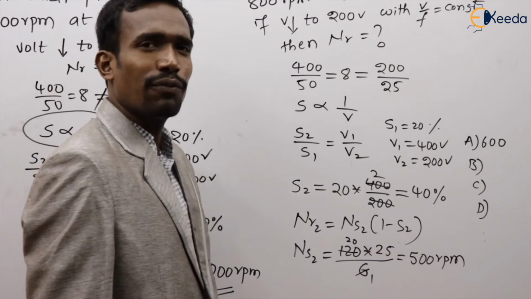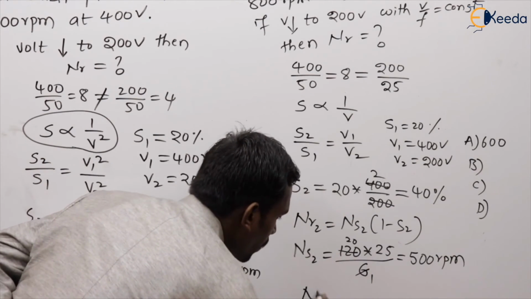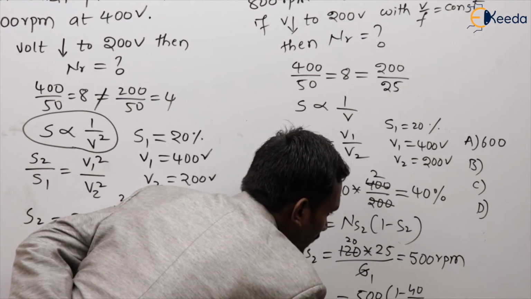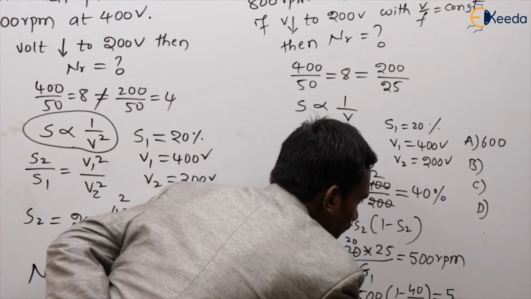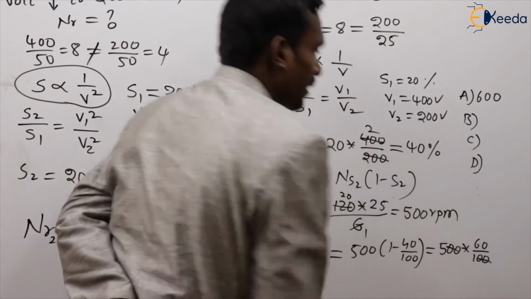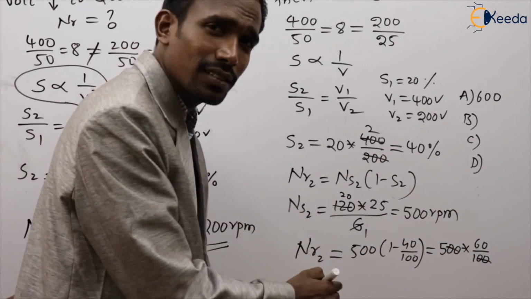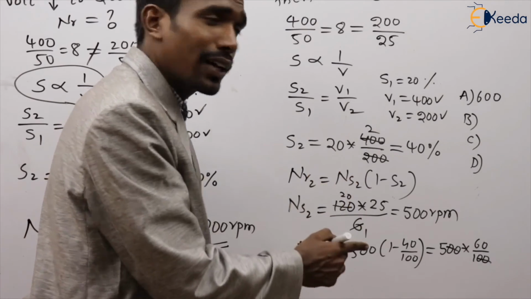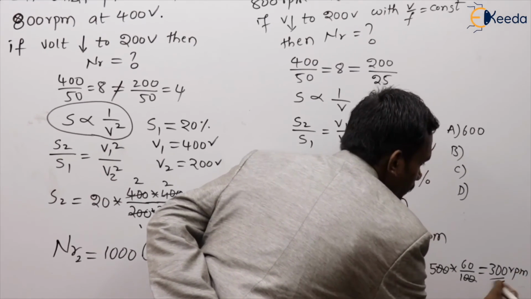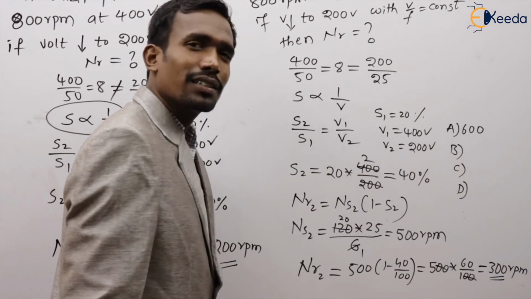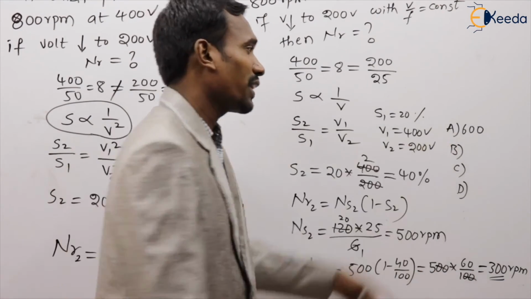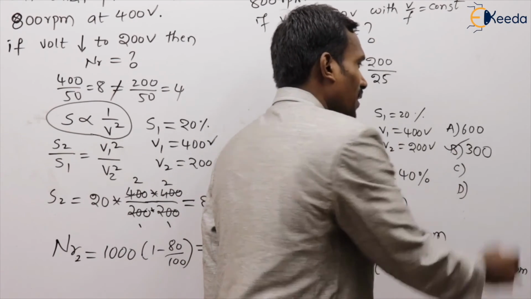What is S2? S2 is 40%. Now tell me, what is NR2? NR2 is equal to 500 into 1 minus 40%, which is 500 into 60 by 100. So what is the answer? 300 RPM. Here the answer is 300 RPM. Don't take 600; the answer is 300 RPM.